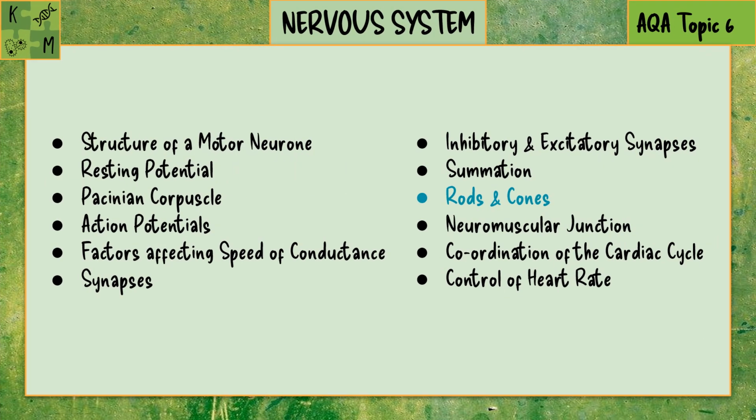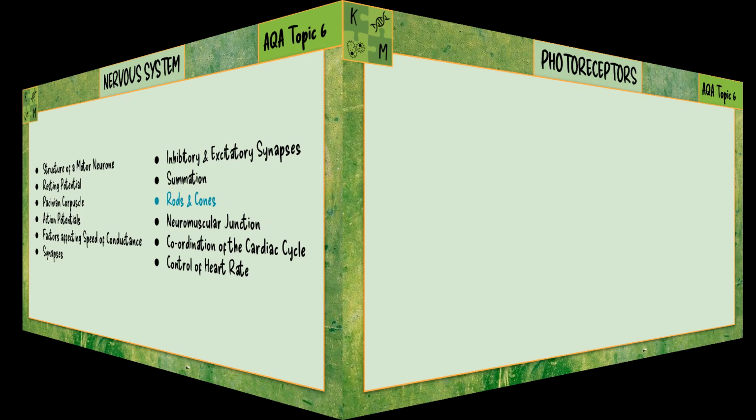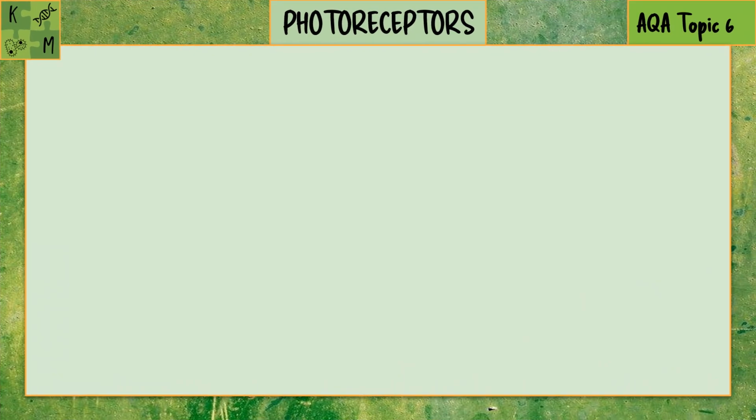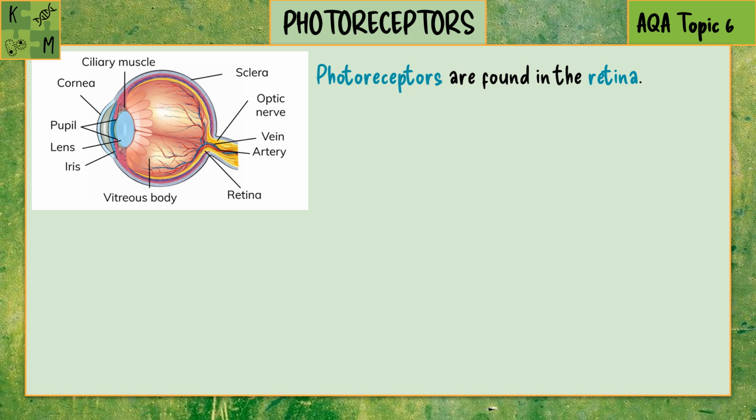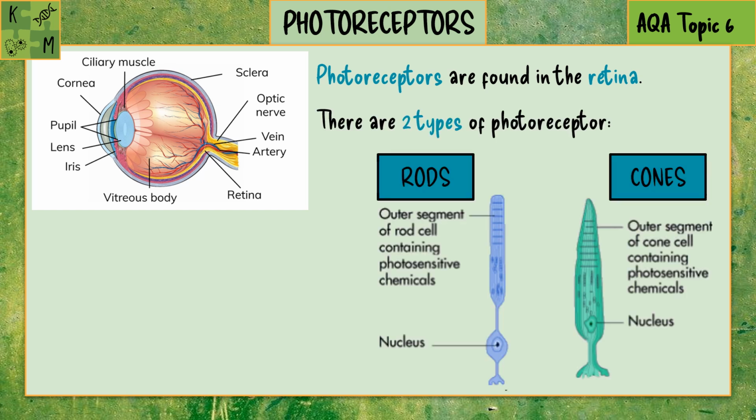Hi everyone. In our last video, we looked at the concept of summation. Now we'll apply this concept to the features of the photoreceptors found in the retina. Photoreceptors are light-sensitive cells found in the retina, of which there are two types, rods and cones.